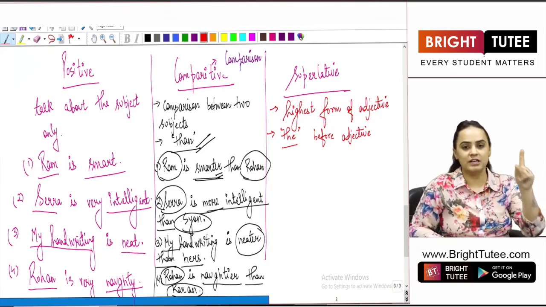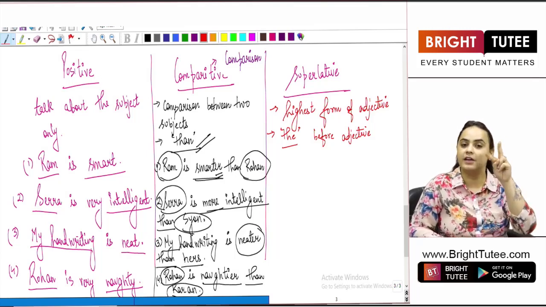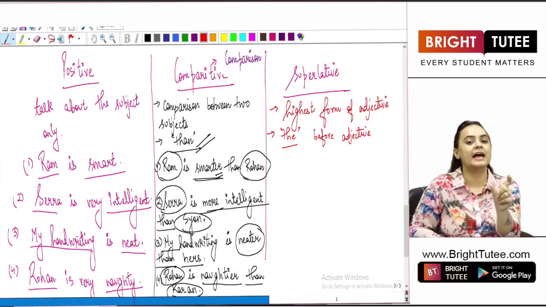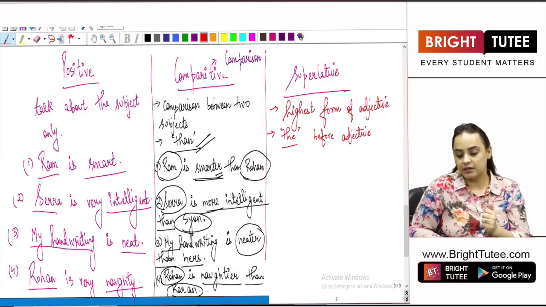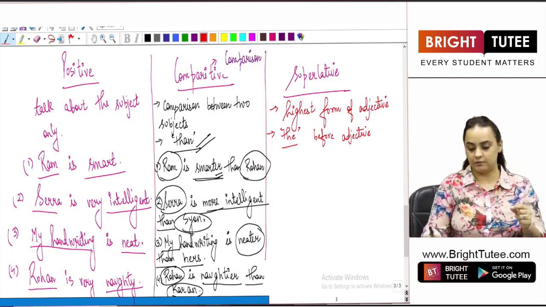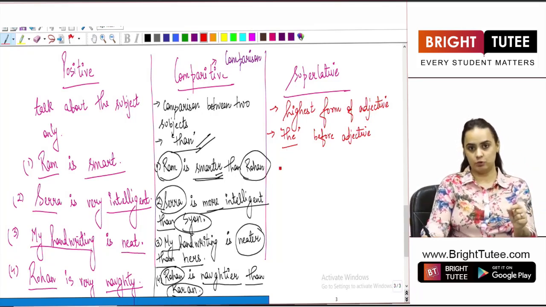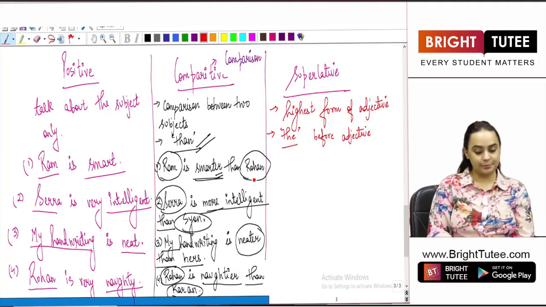In positive degree, we know if there is one subject, the degree is positive. Comparative degree, if there are two subjects and "than" is written, it is comparative degree. And superlative degree, how do we identify? If before the adjective, the article "the" is used, it is superlative degree. Let us look at the examples.